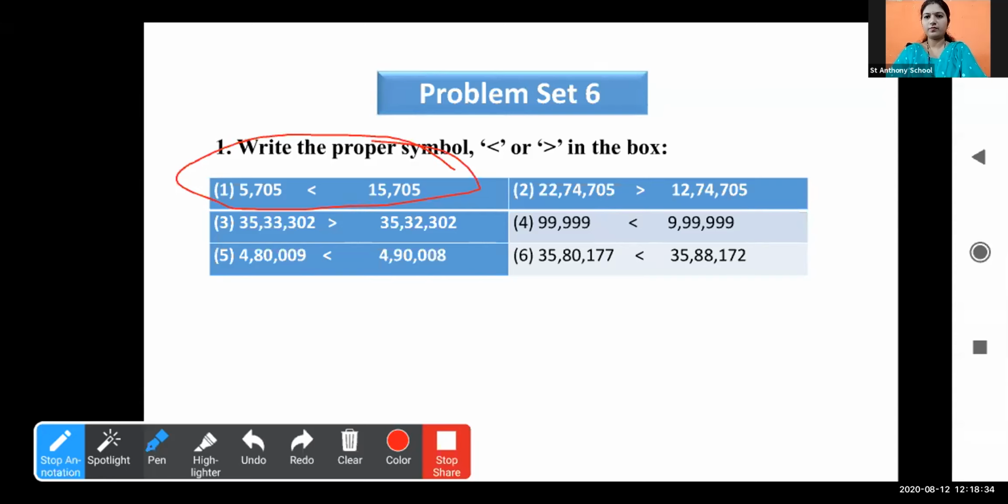So here the first example is 5705, and the second number is 15705. Now here, which number is bigger? The first number is a 4-digit number and the second number is a 5-digit number. So is the 4-digit number bigger or the 5-digit number? Obviously the 5-digit number is bigger, which means these two sides will come to 15,705.